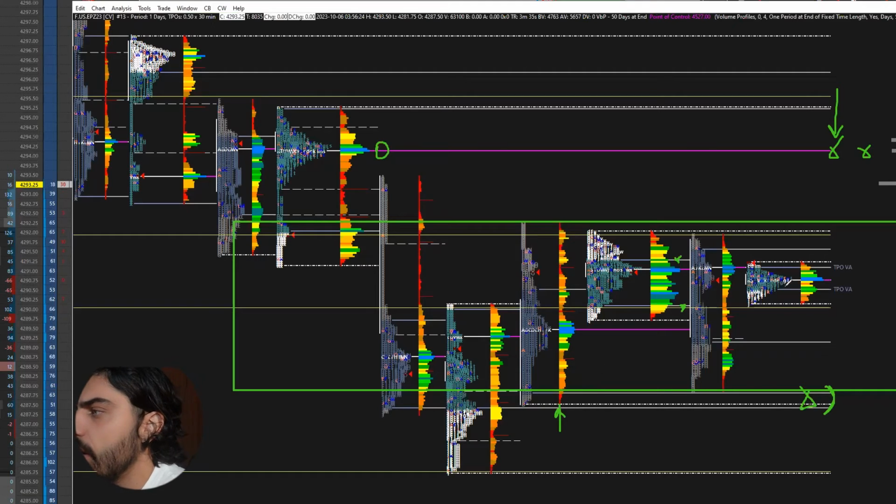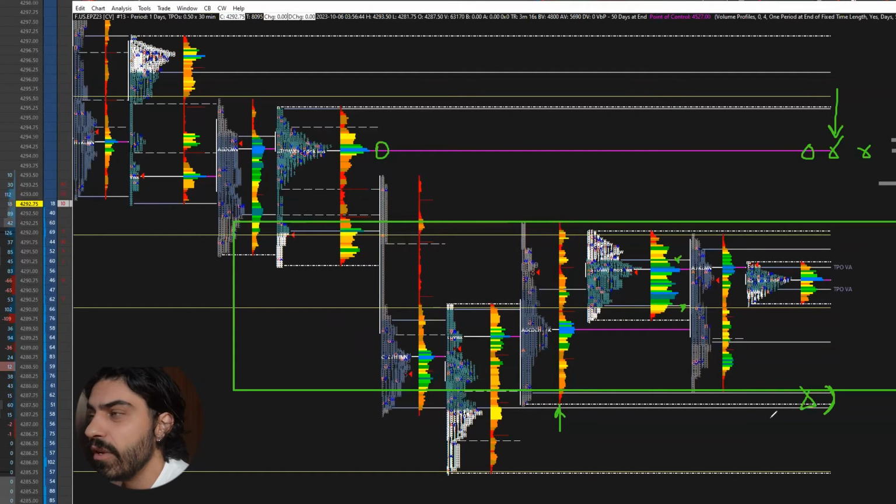So when we talk about these areas, we want to identify virgin or naked points of control and value area highs and lows as key support resistance areas as inflection point moves. When they cluster together, and there's a lot of them that are very, very close together, it allows us to solidify the potential of the inflection point in that trade.